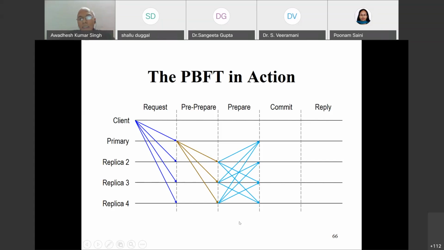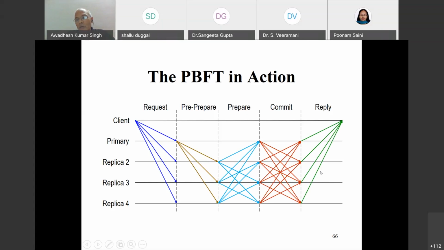Then it will send commit, and commit is again 2f+1 commits. So each one will wait for 2f+1 commits. Once they are received, it will send the result, and the client will accept the result if it receives 2f+1 replies. So that's how the BFT works.